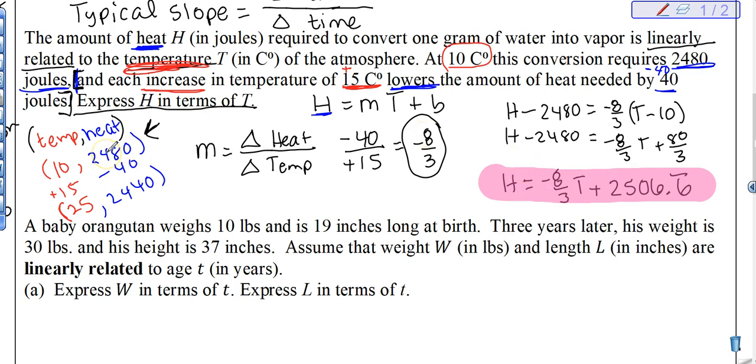So really important to recap. Always identify, write your equation. Figure out what is your x, what is your y. And then after you do that, actually define your x and your y in words. Your x is temperature, your y is heat. Okay? And then make sure you find your slope. Don't go to sleep. Here we go.